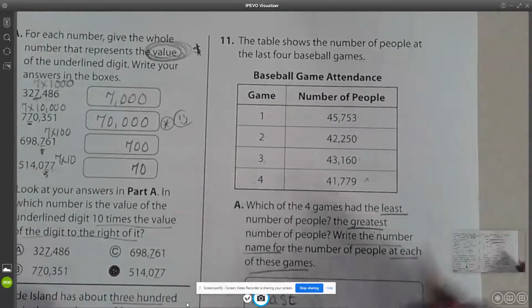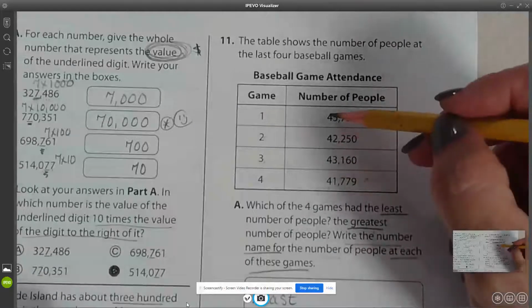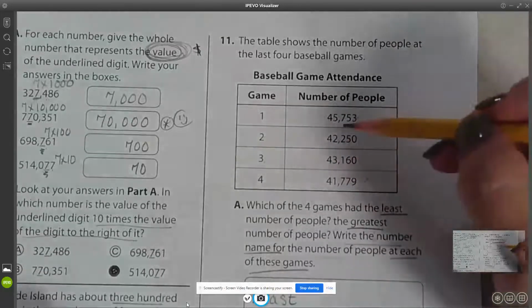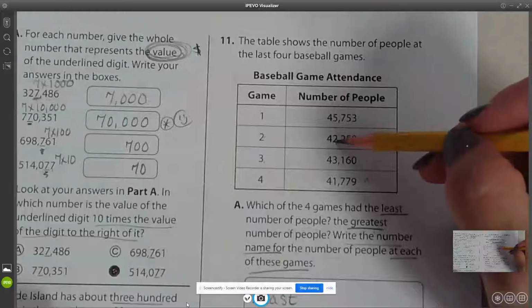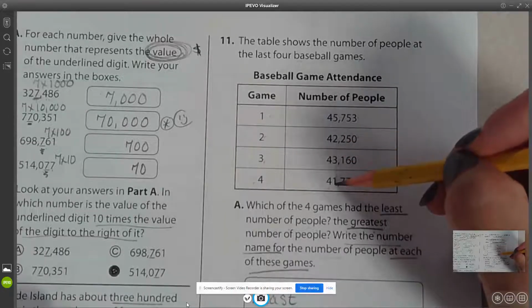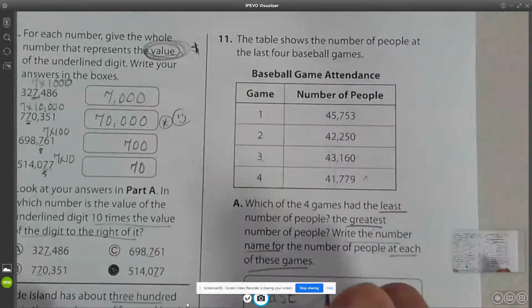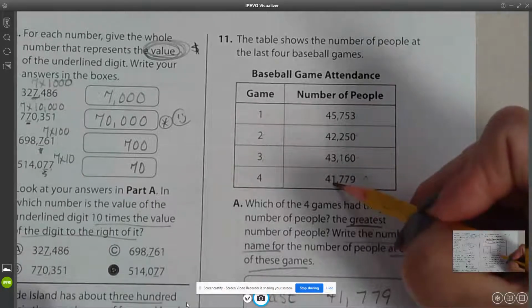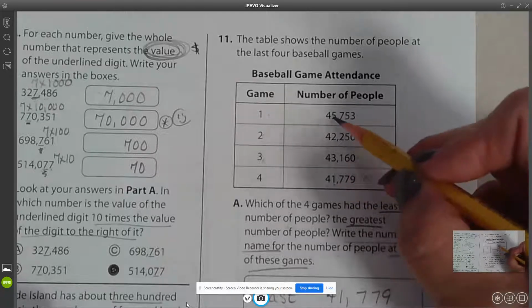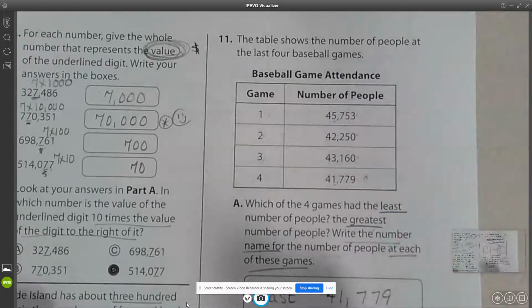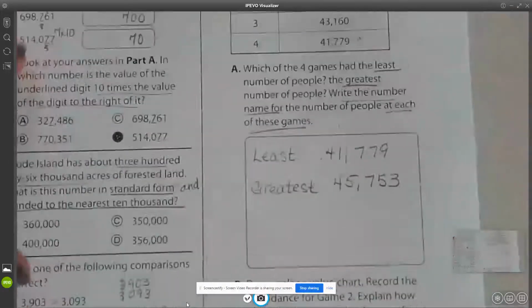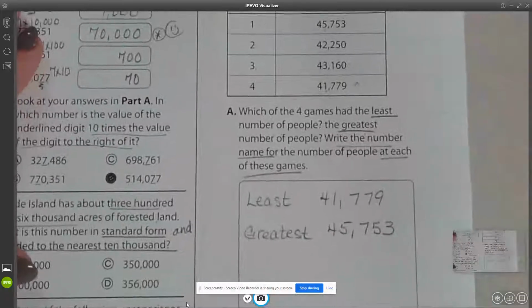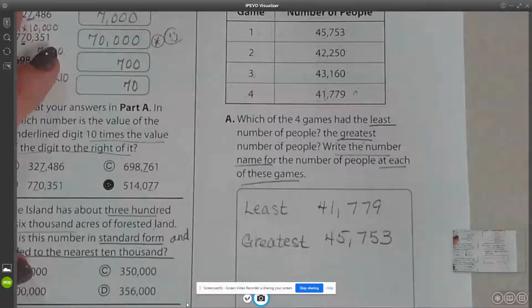Okay, here we go. So they've already lined them up for me. All my 10,000s are the same. So I'm looking for the least. The smallest one is right here. So 41,779 because 1,000 is smaller than any. Now, if I'm looking for the greatest, it's up here because my 5,000s is larger than any. So that was really pretty easy. All right, now we have to write the number name.